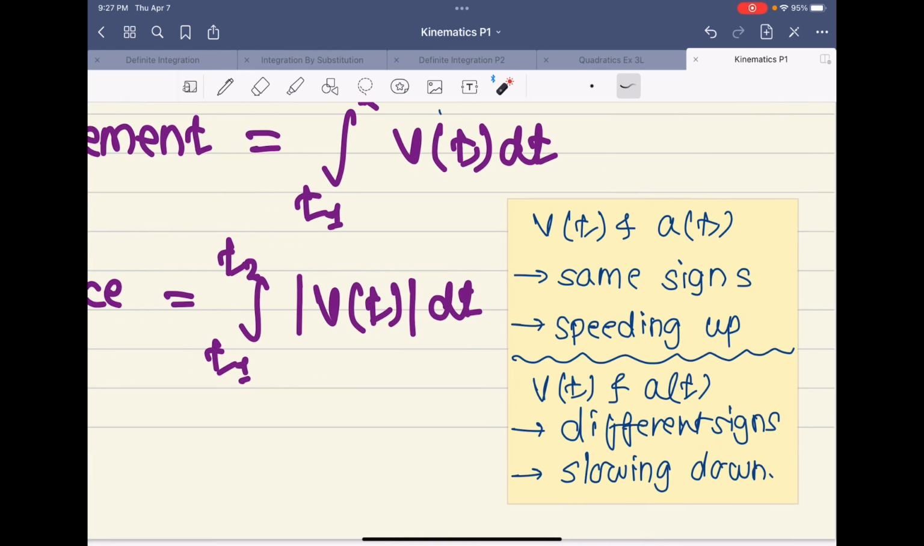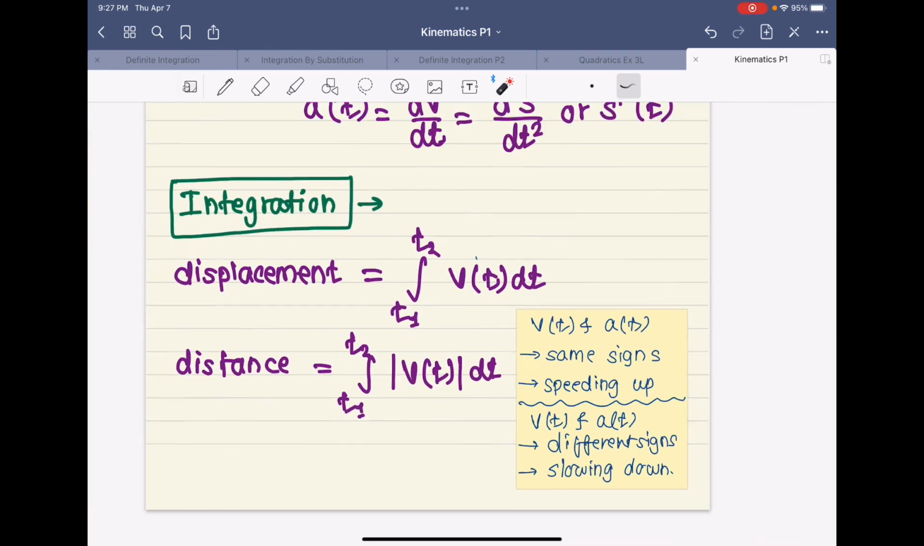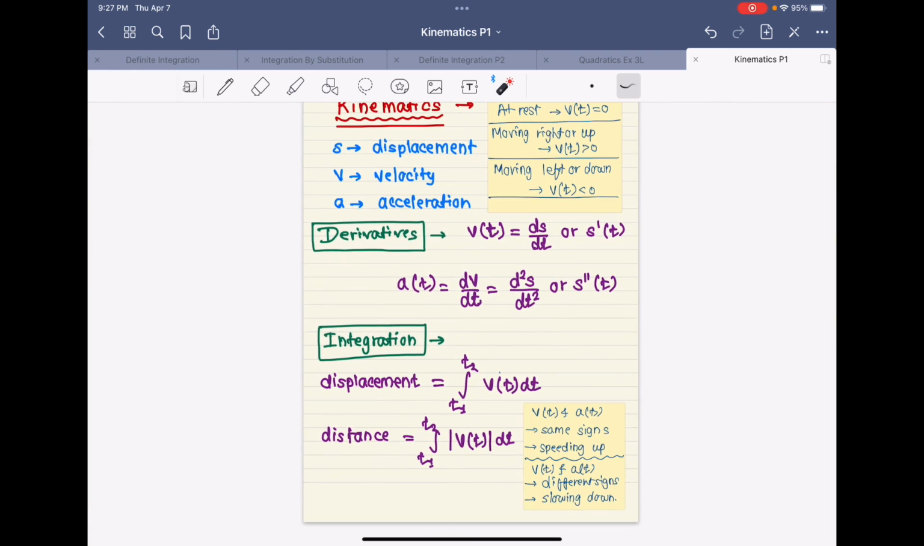Moving left or down means velocity is less than 0. If velocity and acceleration have the same sign, speeding up. If velocity and acceleration have different signs, slowing down. So this is all about your derivative and integration.